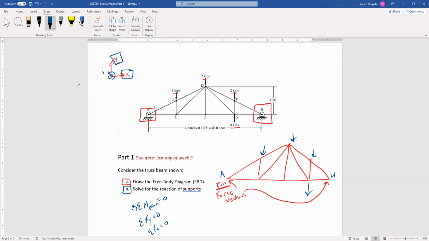All right, hopefully this helps. Hopefully this gives you a clue, but for part A, I want to see this drawing without these ground pictures, no rollers, no pins, just force vectors. And for part B, I want to see you sum the moments and sum the forces, X and Y, and give me the values for those reaction force vectors at A and H. Good luck.